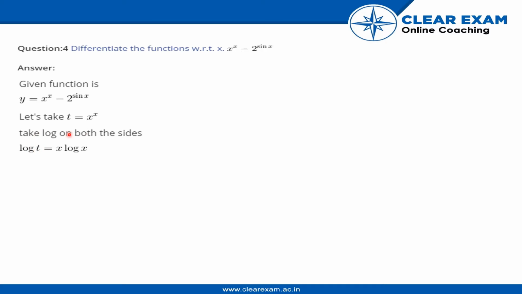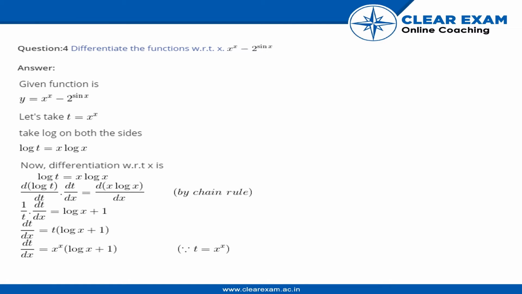Take natural logarithm on both the sides, hence we get log t equals x log x. Now differentiate with respect to x on both the sides, hence we get d by dx of log t. D by dx of log t can be solved using the chain rule, which is written here as d by dt of log t into dt by dx equals d by dx of x log x.